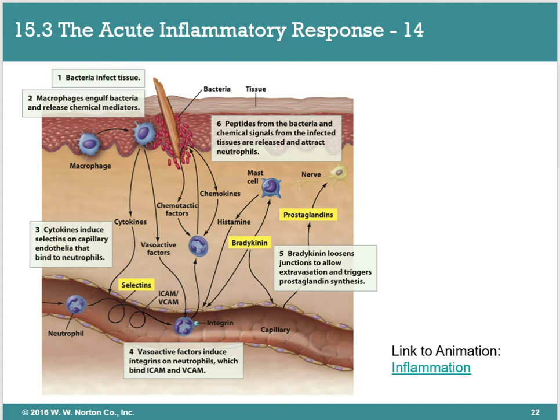Okie dokie. So this is just another slide about inflammation. This is the stepwise process. Like I said, you have the damage to the tissue. You have the macrophages that begin to engulf all the bacteria and everything, as well as start secreting cytokines and everything to call for help.